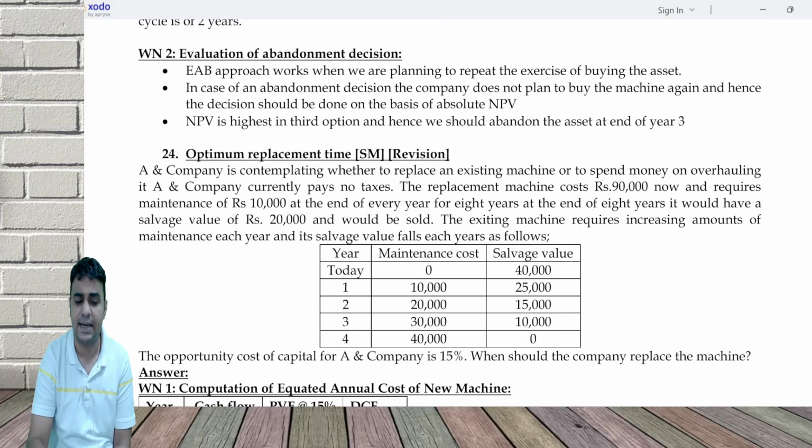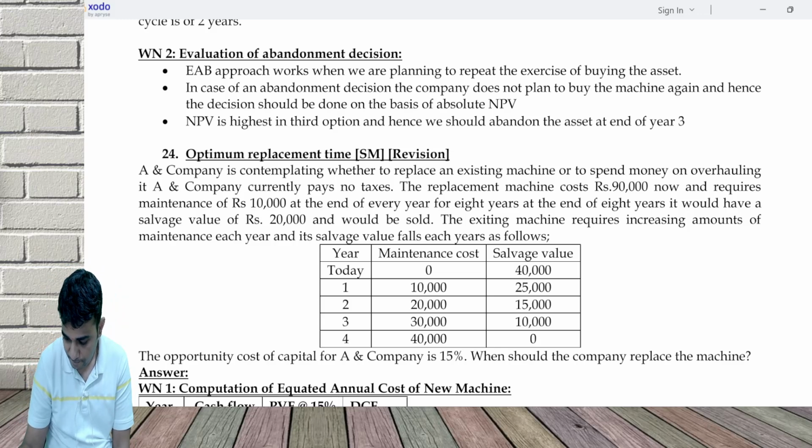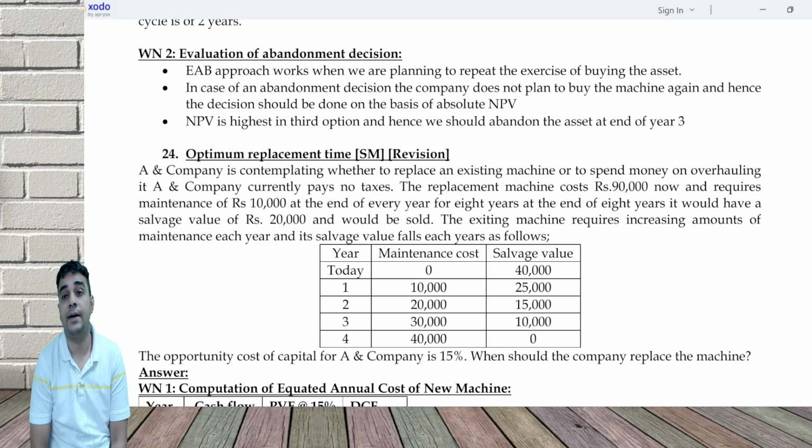Now I come to the next category of the question, which is when should I replace the machine? We have already decided replacement has to happen. I don't know when I should replace. Go through 24. This is the third category of the question. Go through it, and I want you to calculate one thing and then I take you forward.